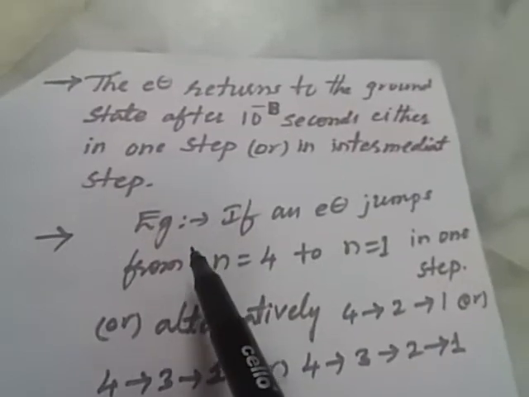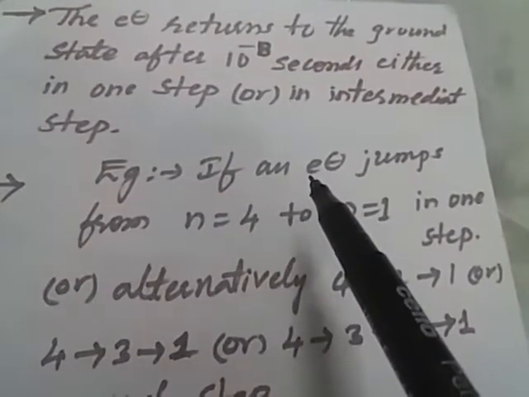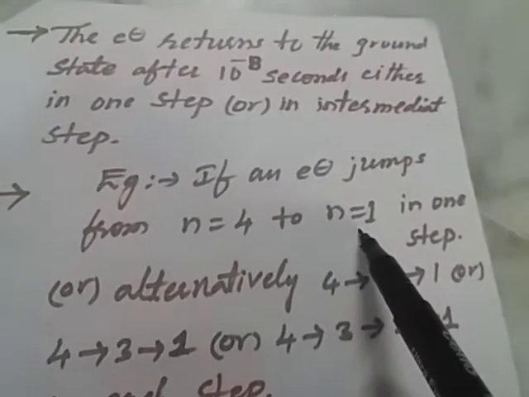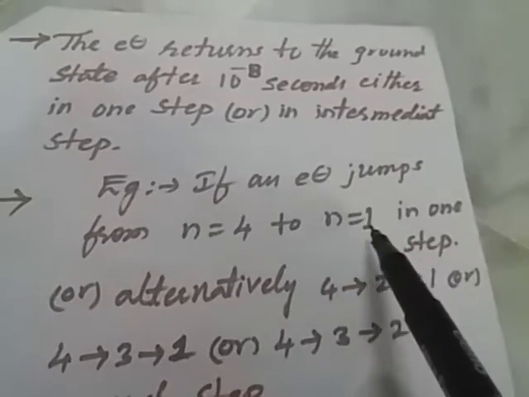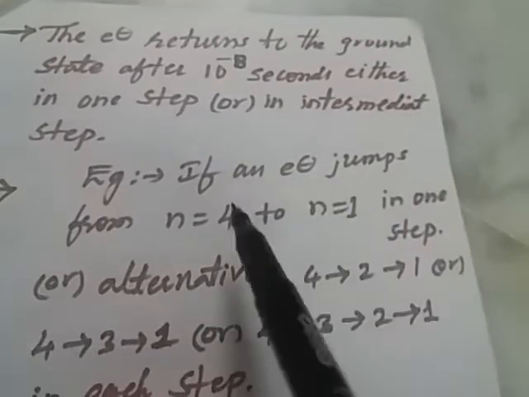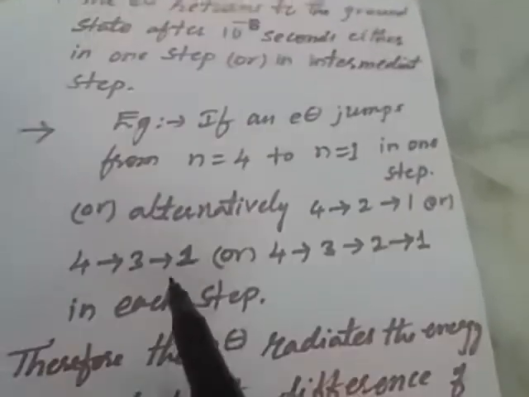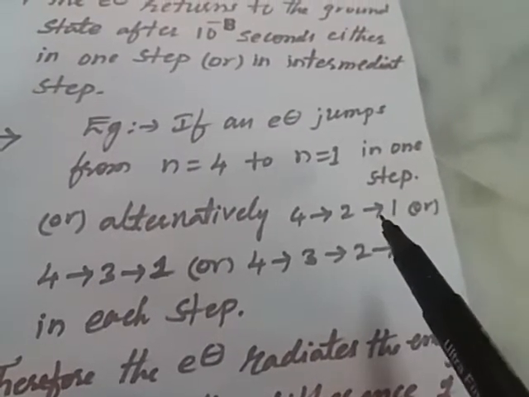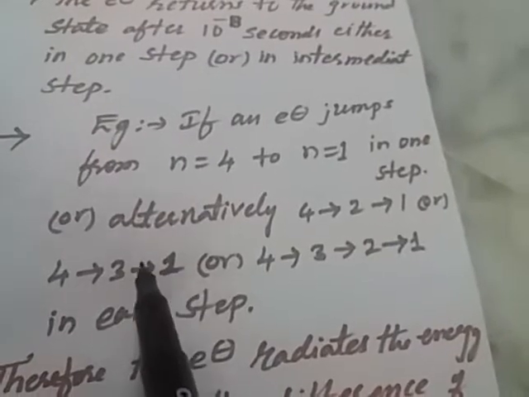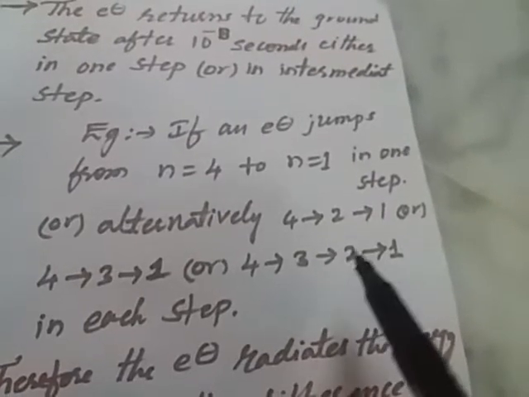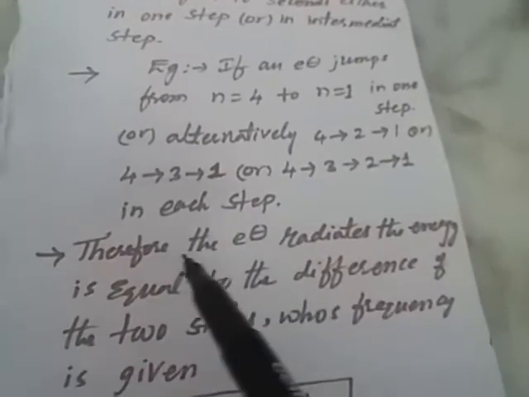For example, if an electron jumps from the n equal to 4 orbit to the n equal to 1 orbit, it can do so in one step. Or alternatively, 4 to 2 and then 2 to 1, or 4 to 3 and then 3 to 1, or 4 to 3, 3 to 2, and 2 to 1, with each step taking place.